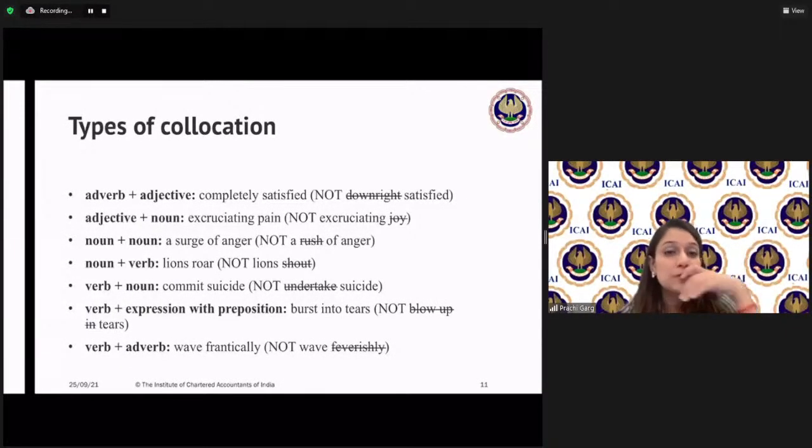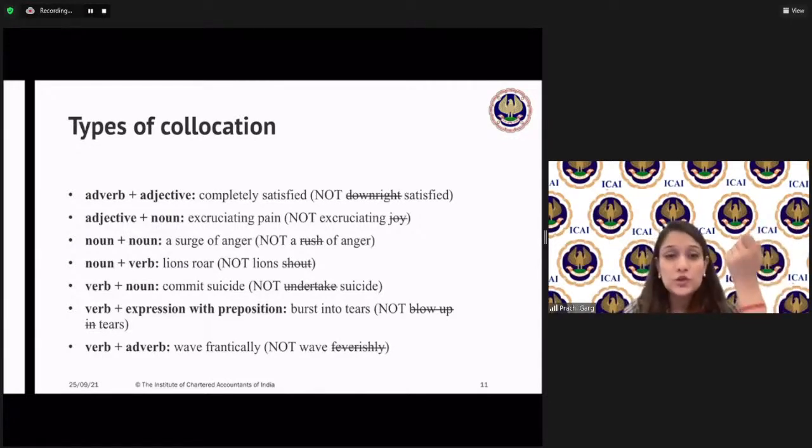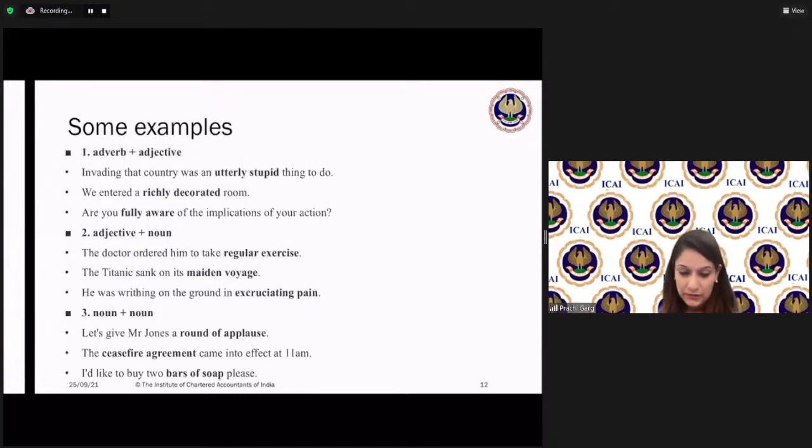Now, for example, look at this. Adverb plus adjective: completely satisfied, right? Not downright satisfied, all right? So you have to see what combinations you are making. You cannot make any combination. This is why in the brackets we have written "not", because you cannot combine anything and everything. It should make sense also, no? So this is one example, but in detail, let's study from here.